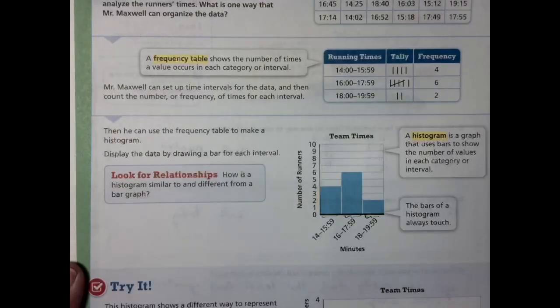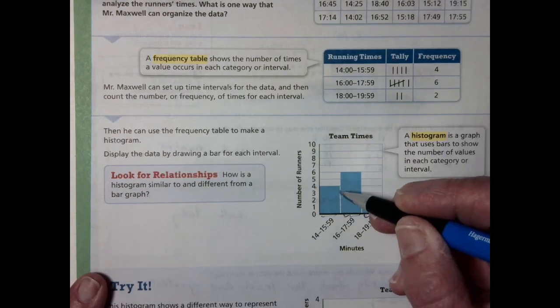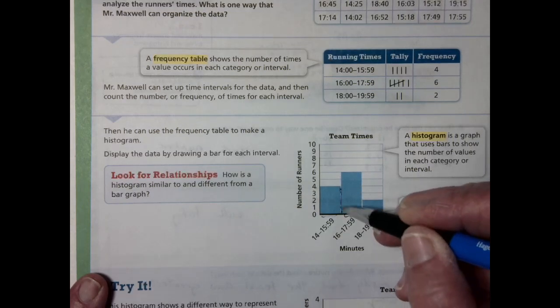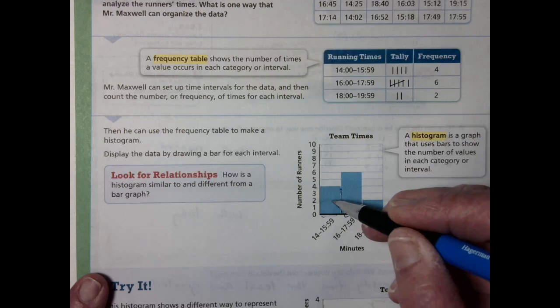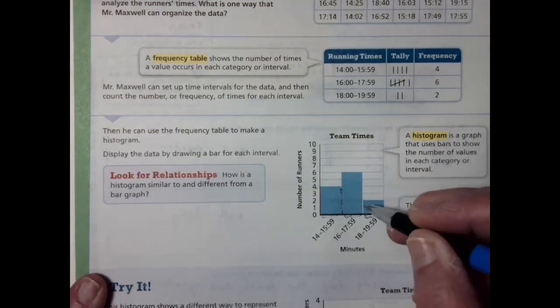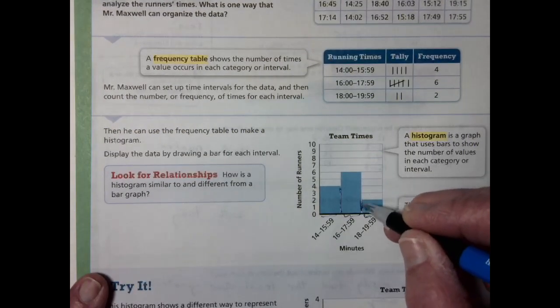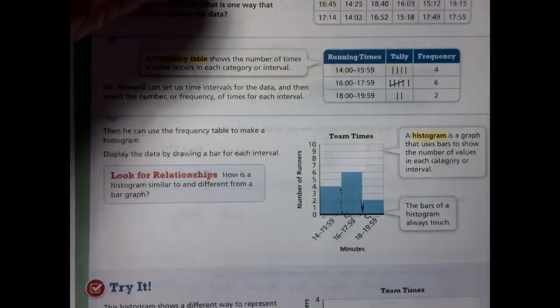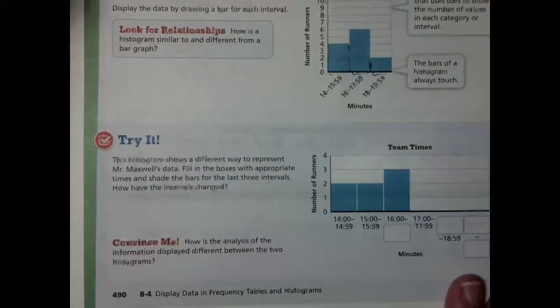The bars of a histogram always touch. Now, it looks like there's a little space in there, but there isn't. These should be touching. The right side of this one is part of the left side of this one. That little white space shouldn't actually be in there. Okay? All right, so let's look at one down here. Histograms are kind of fun, actually.